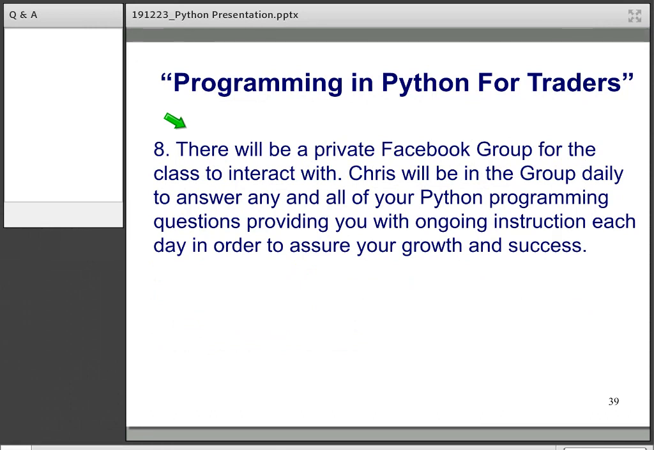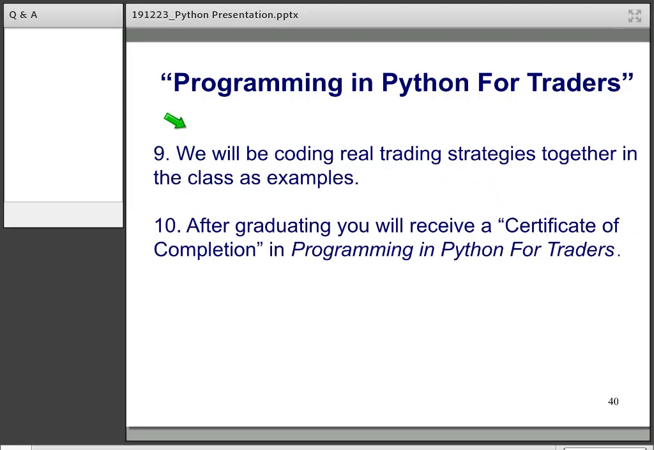The Facebook group we just talked about is for the classes to interact. Chris is pretty active on the group daily. He answers any and all questions as they relate to Python up there. There's a lot of knowledge gained in that group. If you're comfortable being on Facebook, which the majority of people are, again, it is our own private group, and Chris will be able to provide ongoing instructions to you pretty much on a daily basis to ensure your growth and your success. We're going to be coding in real trading strategies together as examples, and this is important.